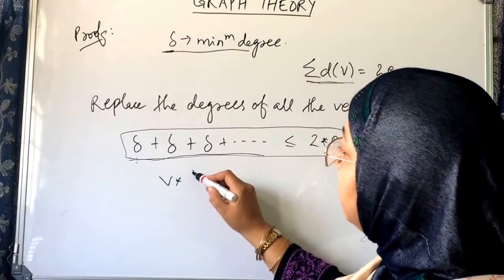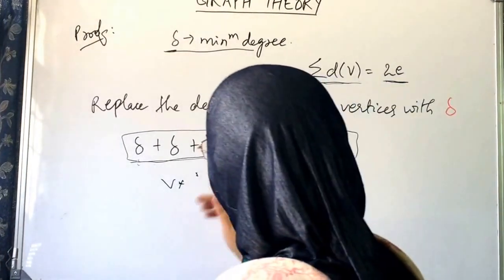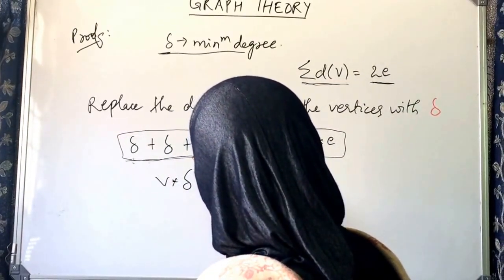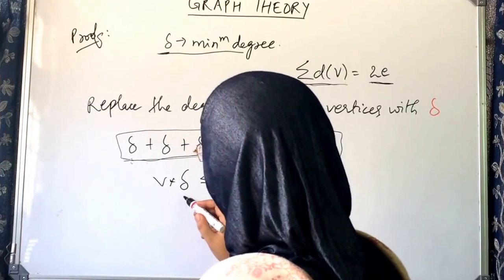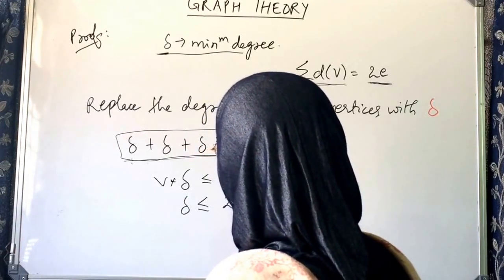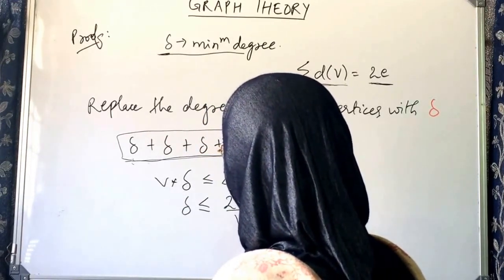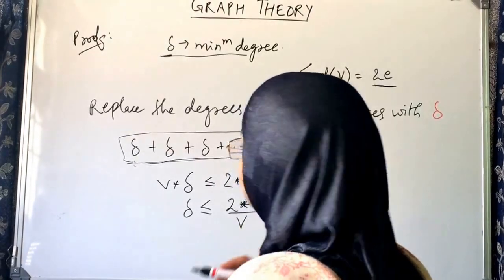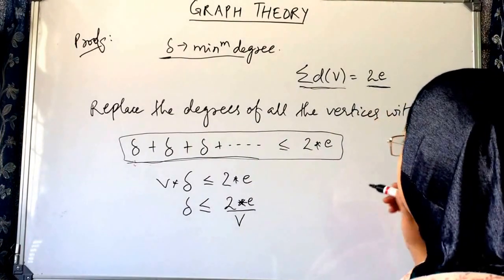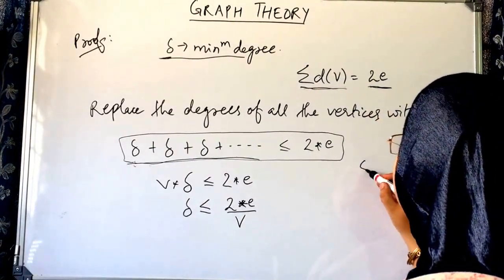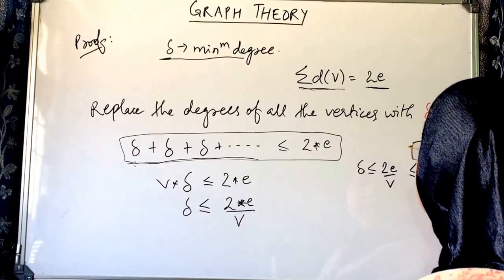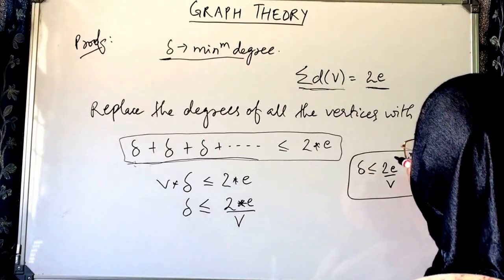So V times del is less than or equal to twice E. So del will be less than or equal to twice E by V. This is one proof. The theorem says that del is less than or equal to twice E by V, which is less than or equal to delta. So we have proved the first half.